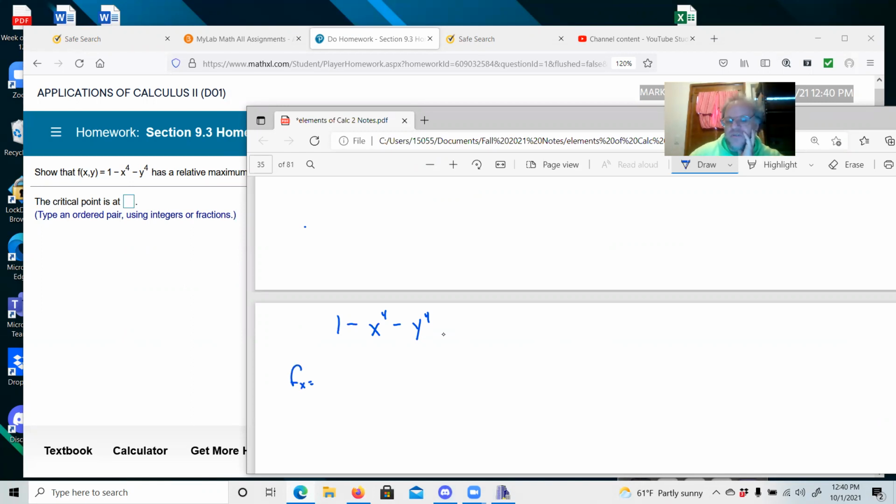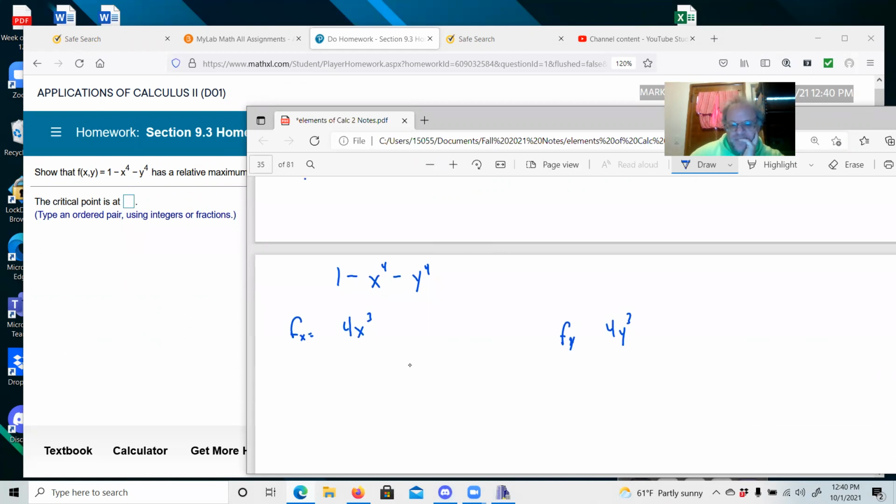fx, partial. So this is 4x cubed. fy is going to be 4y cubed. Taking partials of each. Now fxx, taking this derivative again, is going to be 12x squared.